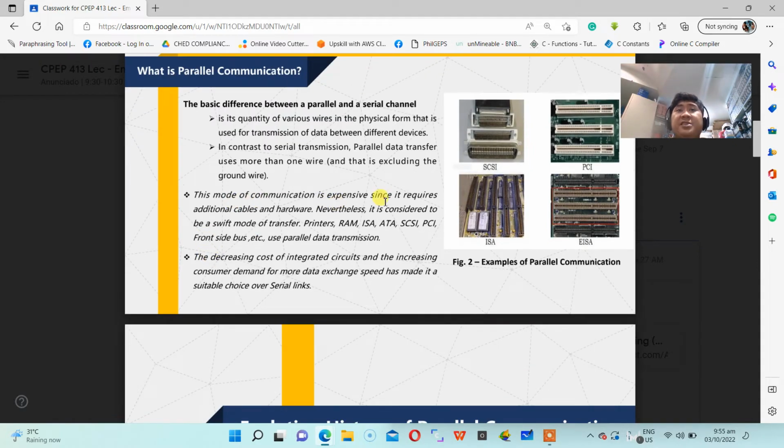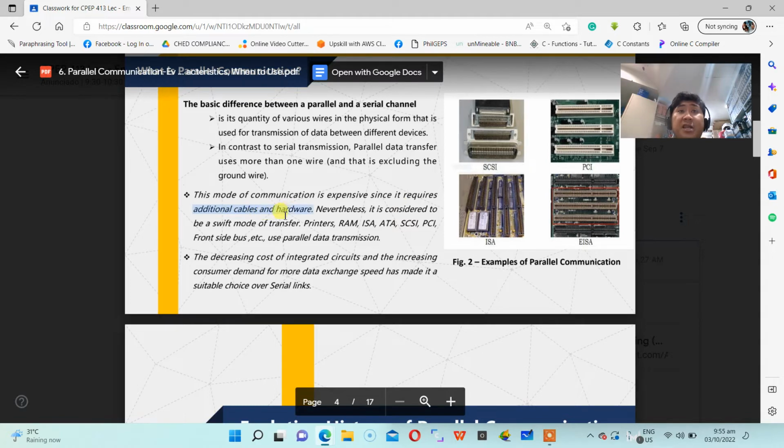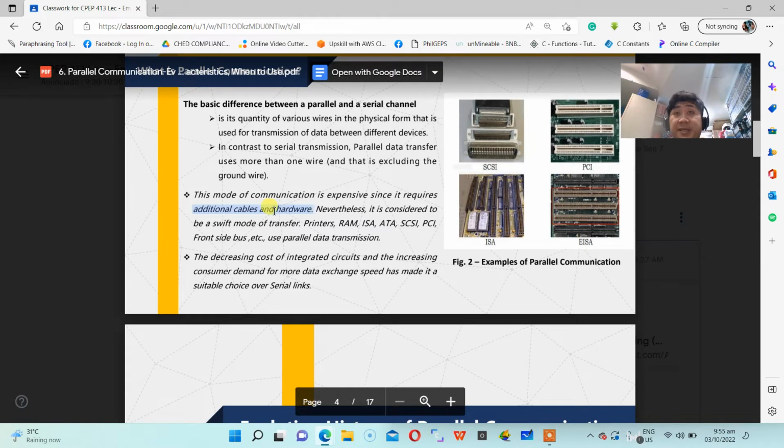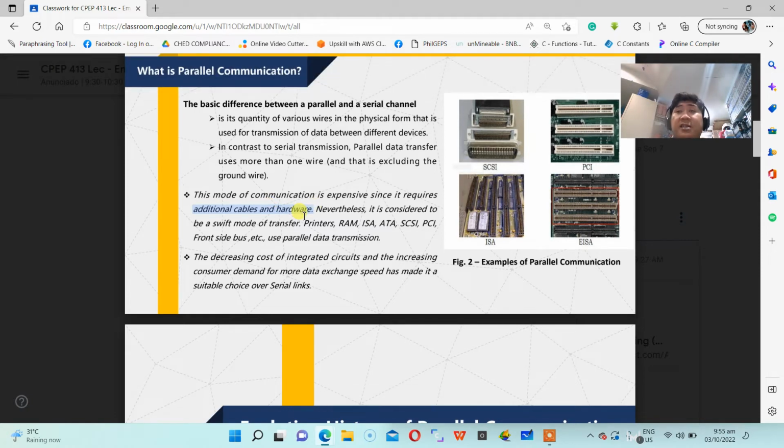This mode of communication is expensive since it requires additional cables and hardware. That's what I told you earlier, that parallel is more expensive since it has additional things to add. Nevertheless, it is considered to be a swift mode of transfer. For example, printers, RAMs, ISA, ATA, SCSI, PCI, those are the slots on your boards. It is still faster, especially for high computing devices that require parallel transfer.